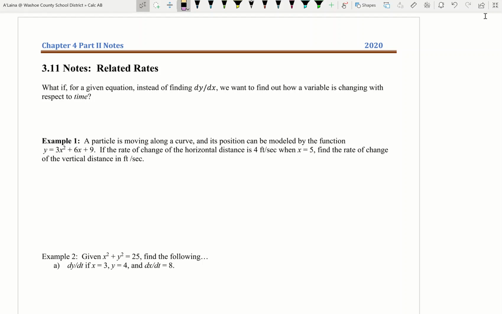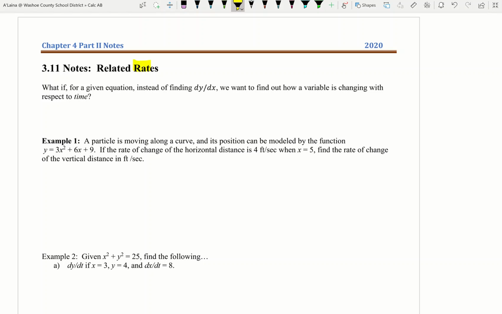All right, these are the 3.11 notes. I know we're in chapter 4, but this was a topic that was in chapter 3 that we decided fit better into chapter 4, part 2. So what we're looking at is a topic called related rates.